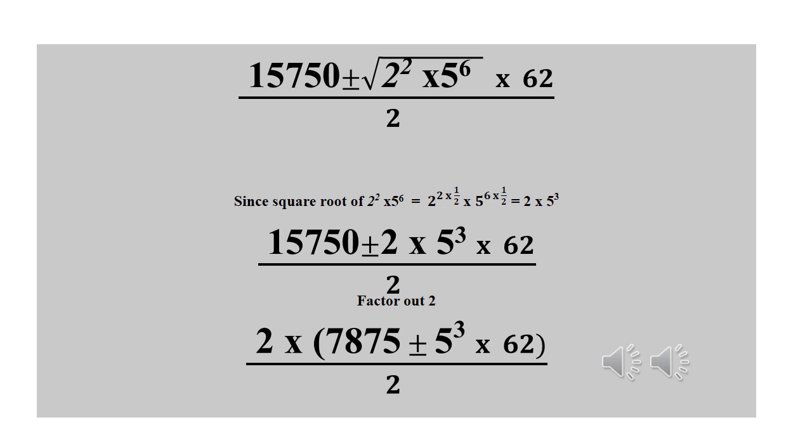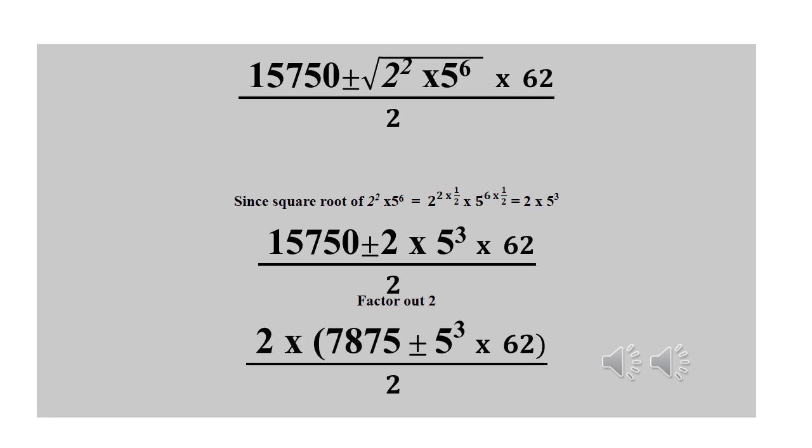So since the square root of 2 raised to the power 2 times 5 raised to the power 6 equals 2 raised to the power 2 times 1 over 2. So we have 2 times 1 over 2 as the power of 2 now. The 1 over 2 there is the square root. Then times 5 raised to the power 6 times 1 over 2. This is 5 now raised to the power 6 times 1 over 2. The 1 over 2 times 6 also, that 1 over 2 there is also the square root. So the 2 cancels 2 over that base 2. So we have 2 left, times 6 divided by 2 will give us 3, that's 5 raised to the power 3.